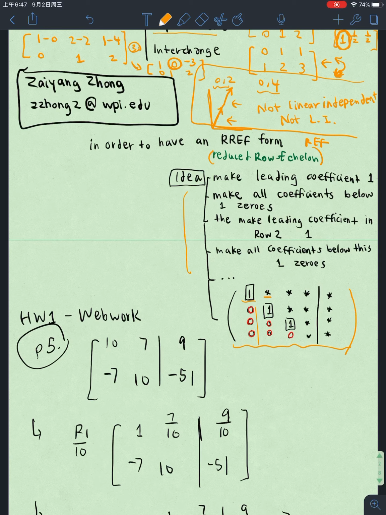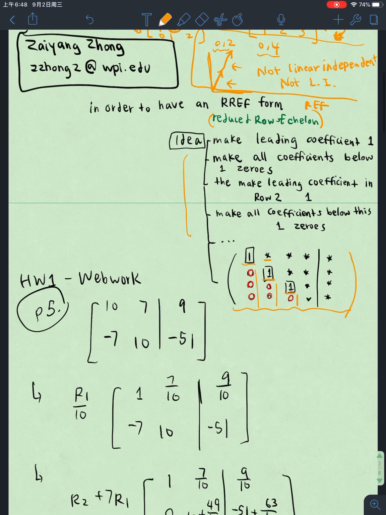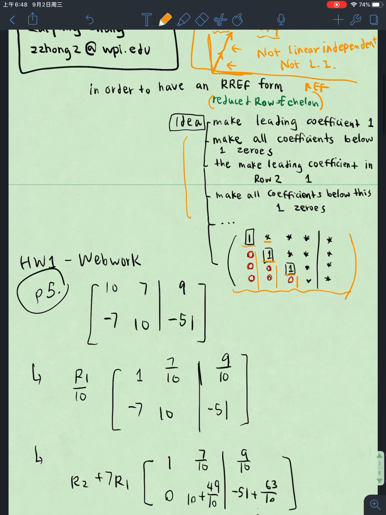This one, it means it can be any number. And in the second row, after the 0, it starts with a 1 again, and all the numbers below it are 0 again. And here's a 1 for row 3 and 0 below it. And that's basically the REF form we want.